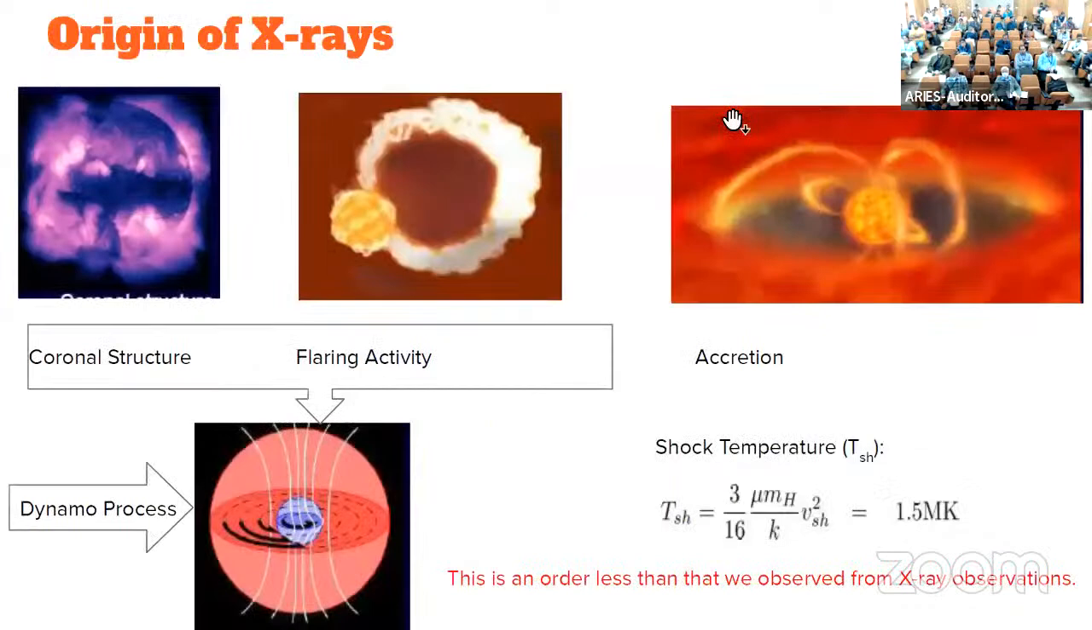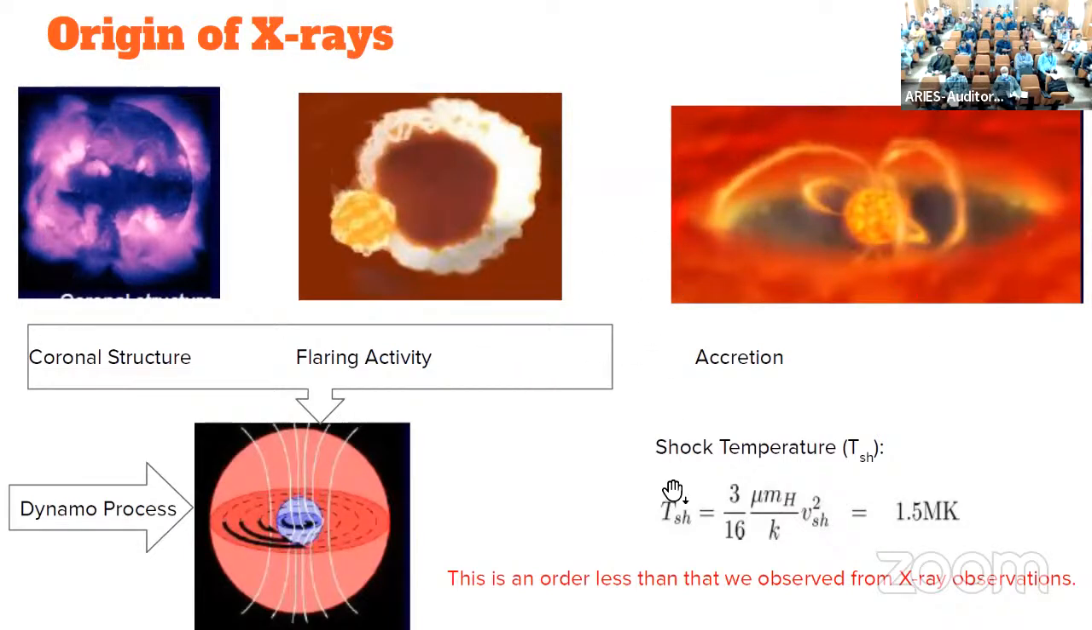Then I tried to find out the origin of the X-ray emission, whether it's accretion or magnetic origin. Magnetic and coronal origin means the origin is in coronal structures, large-scale flaring or small-scale flaring, which are a result of dynamo activity, the dynamo process. The other one is the accretion of material onto the star, where the shock plasma produces the X-rays.